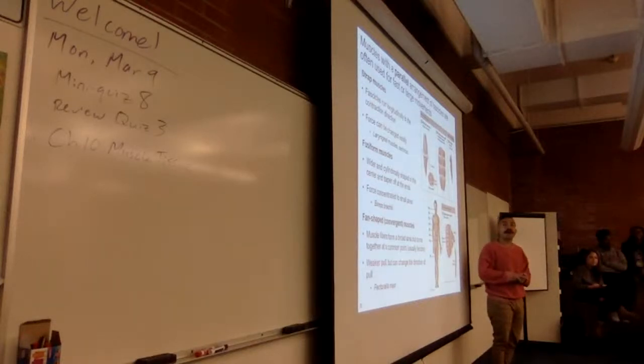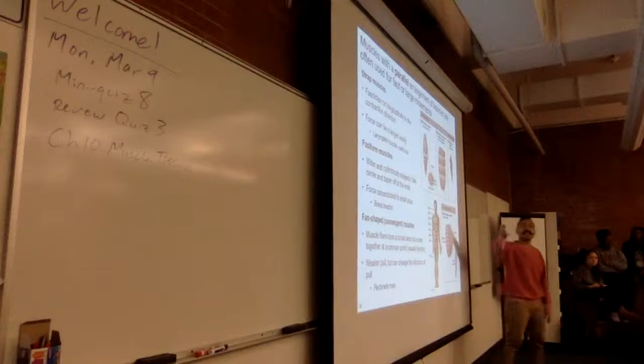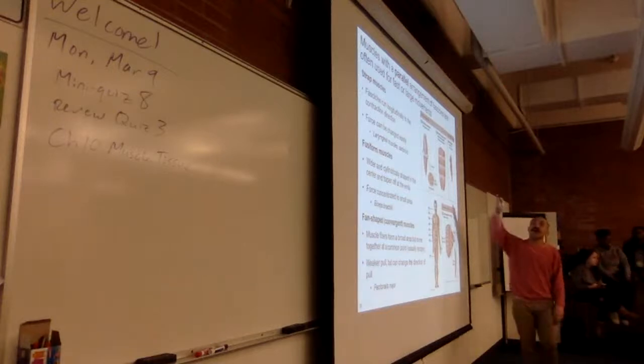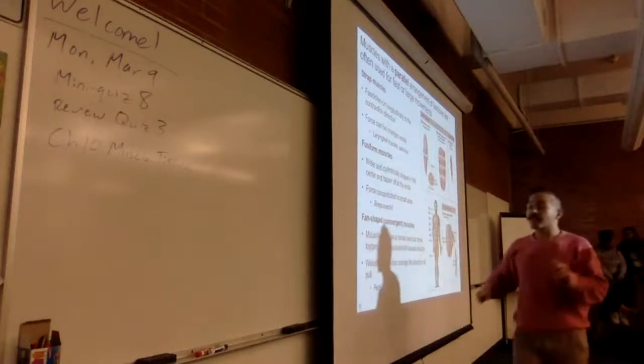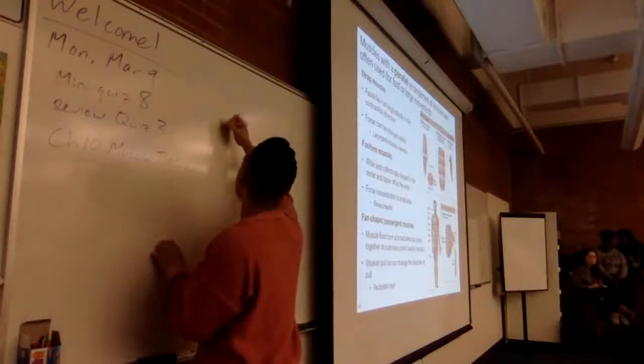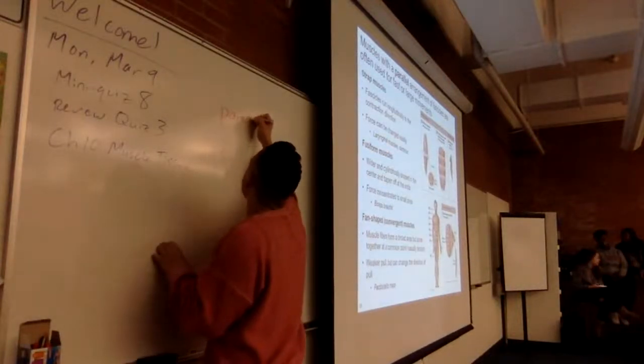I'm going to simplify it for you. I'm not going to test you on these 3 terms. I want you to know this term here to start. One way that muscles can be organized is that these fascicles can be in a parallel arrangement.